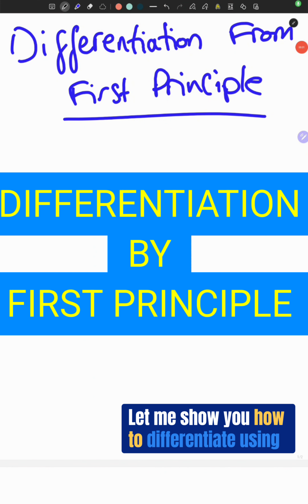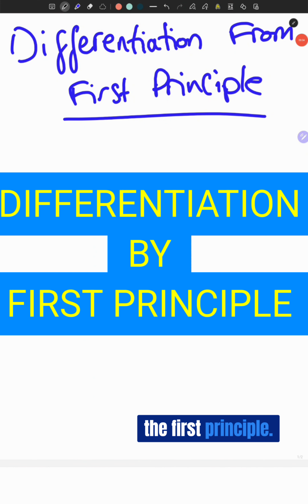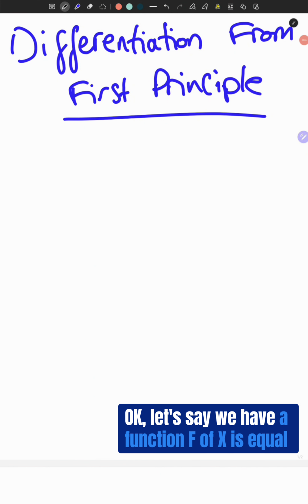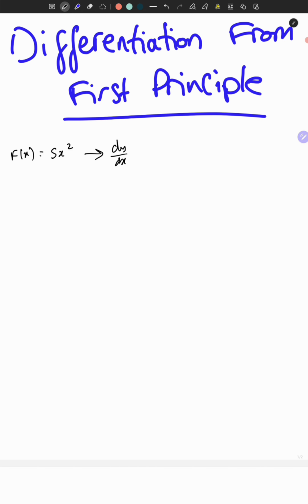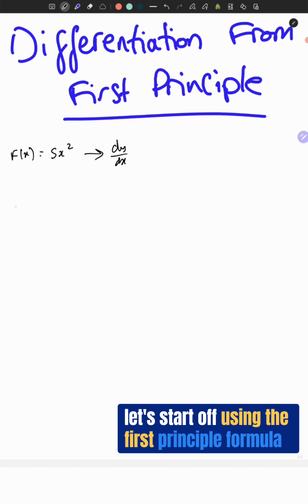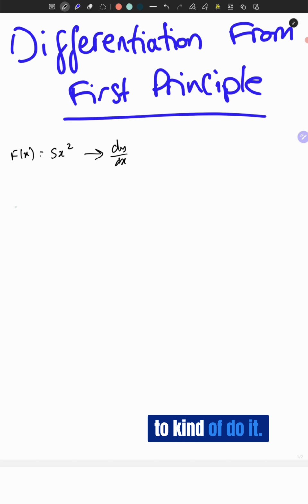Let me show you how to differentiate using the first principle. Okay, let's say we have a function f of x is equal to 5x squared. We want to differentiate and find dy by dx using first principle. So, step one, let's start off using the first principle formula.